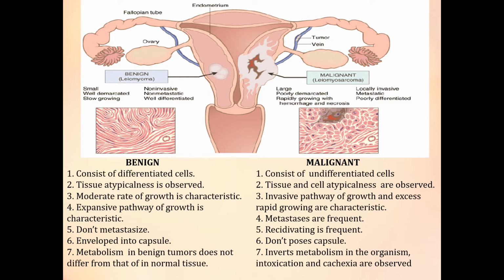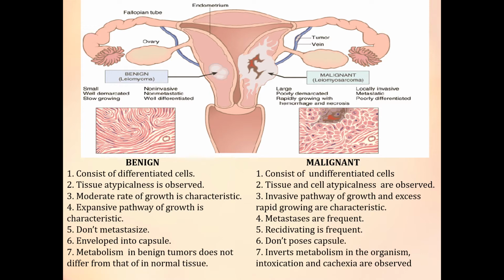The benign tumors grow, you see here, by expansive way. Their edges are smooth, limited by capsule. They develop slowly and pushing the surrounding tissue. They don't penetrate into the tissue, don't metastase. The metabolism in them does not differ from the metabolism in the healthy tissue, and they rarely relapse.